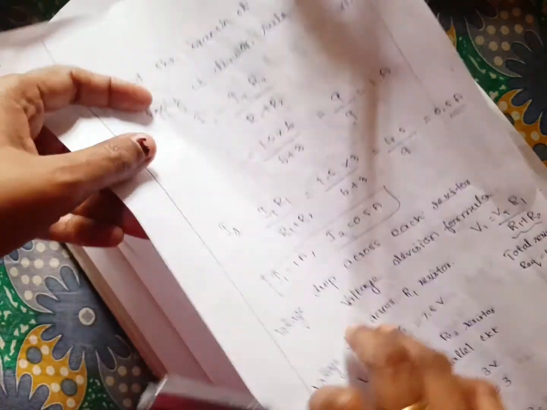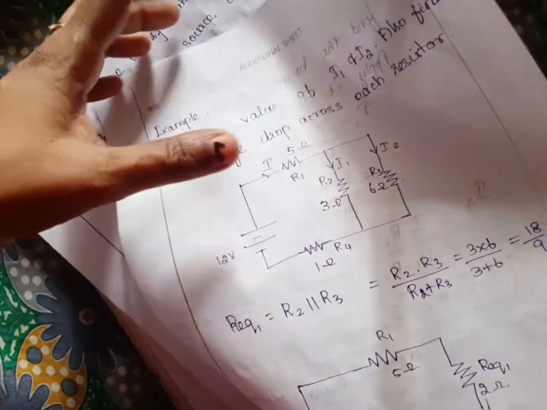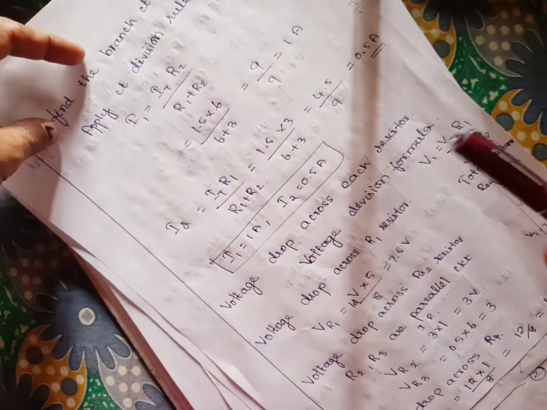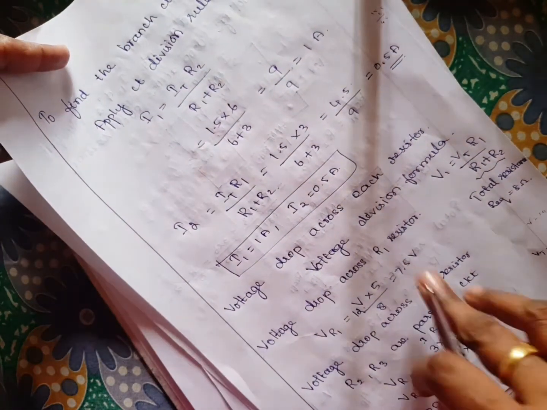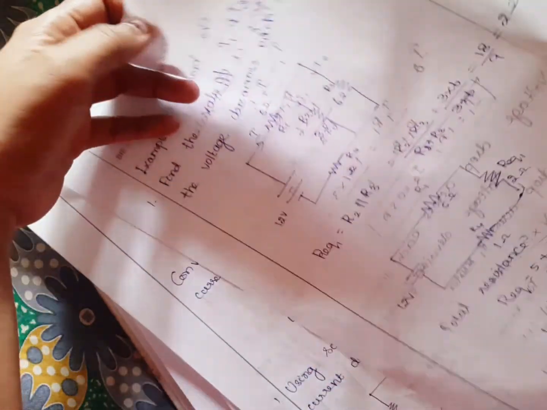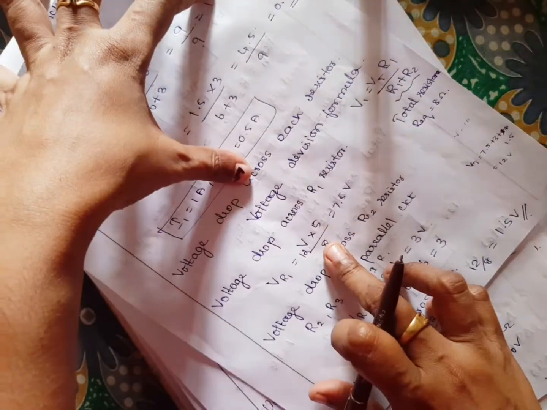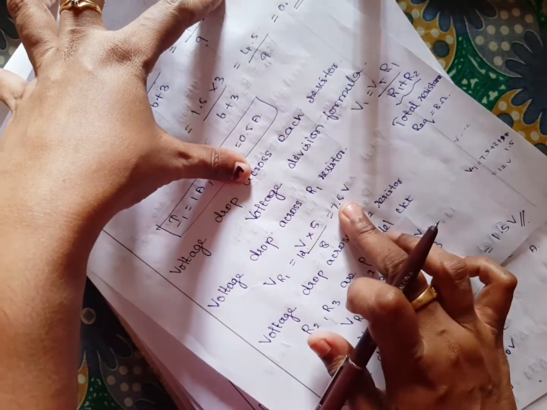So first you want to find the voltage drop across the R1 resistor. What is the total voltage? The total voltage is 12 volt into R1, the corresponding resistance value, 5. And what is the total resistance value? We have found the total resistance is 8 ohm. So after simplifying, we got the voltage drop across the resistor R1 is 7.5.